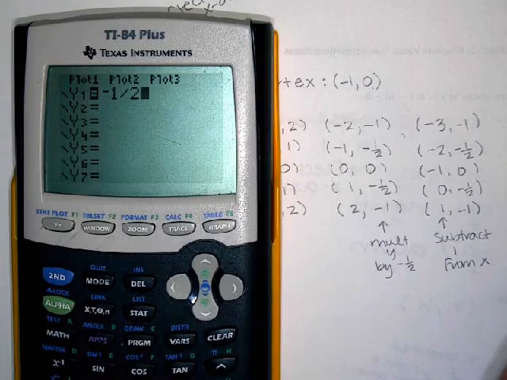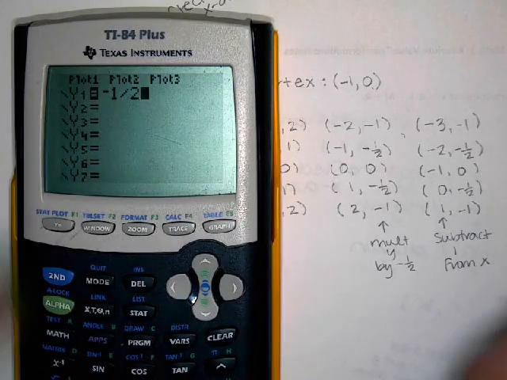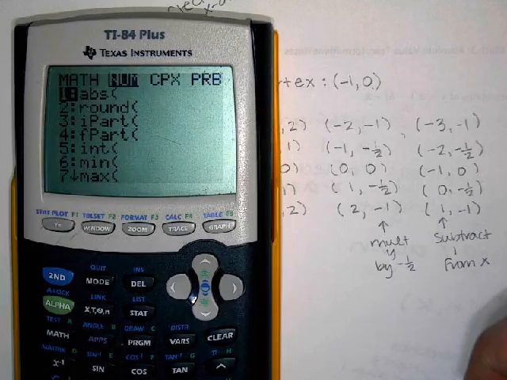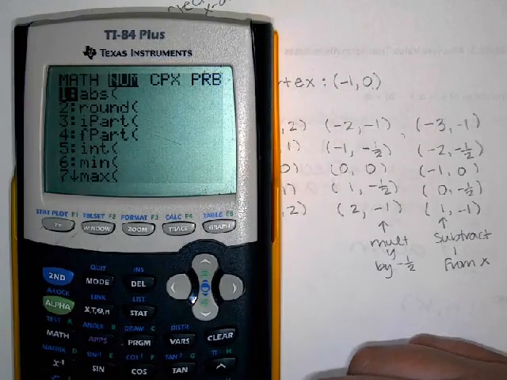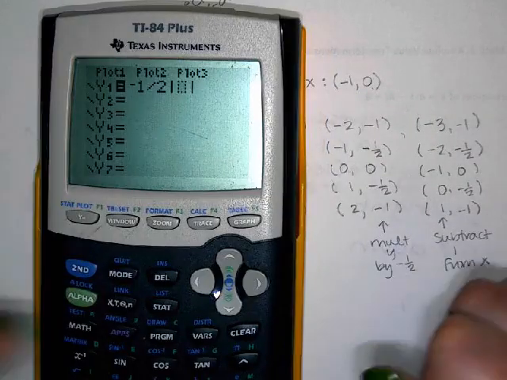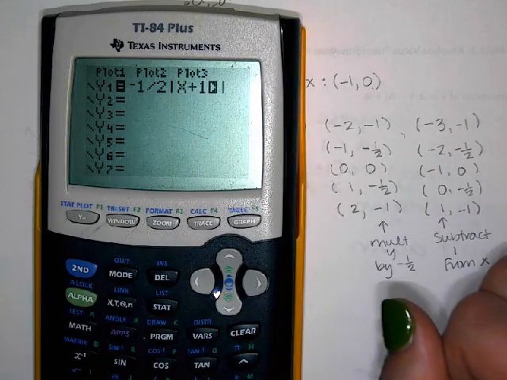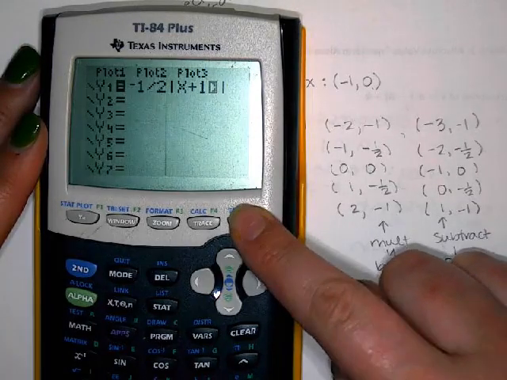Math. Go over to number. And press enter because ABS is what we want. Okay? And then inside the absolute value, we want to type x plus 1. And we're going to hit the graph button. We can see that graph is definitely compressed. You can see it looks a lot wider than the other graphs have.